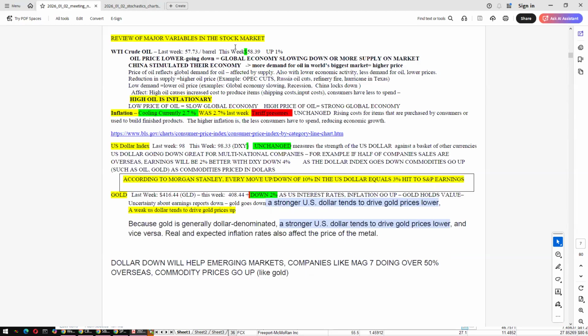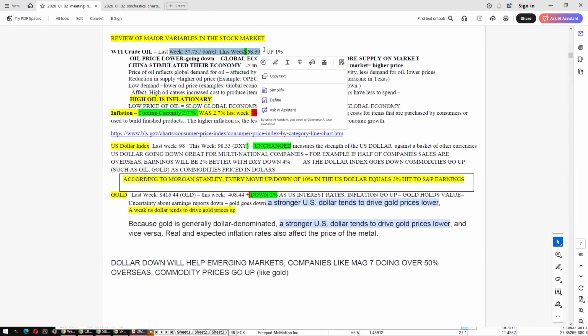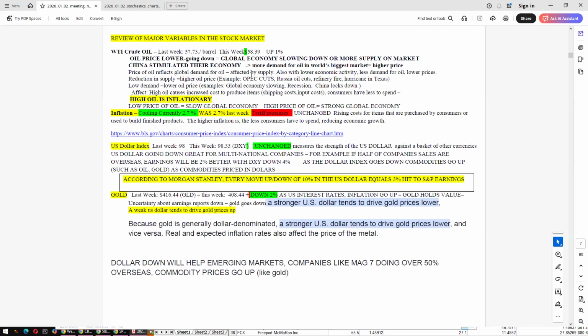Let's look at our review of major variables in the stock market. You can see that the price of oil hasn't changed, maybe up 1% since last week. We do have a major news story where the United States removed the president of Venezuela. So oil is all over the place right now. It was up on the news story and now it's down. It seems like we're adding more oil to the global market, so the trajectory should be down for oil.